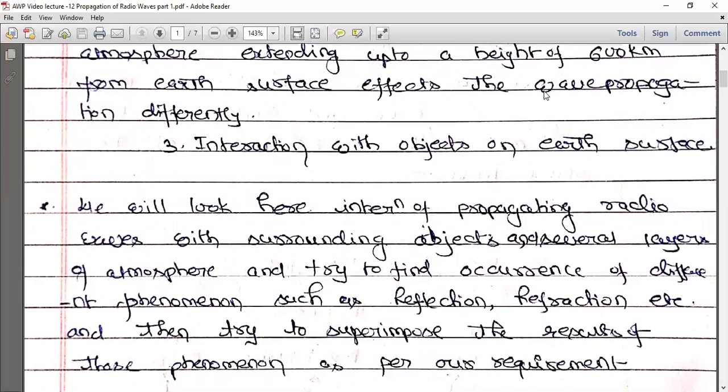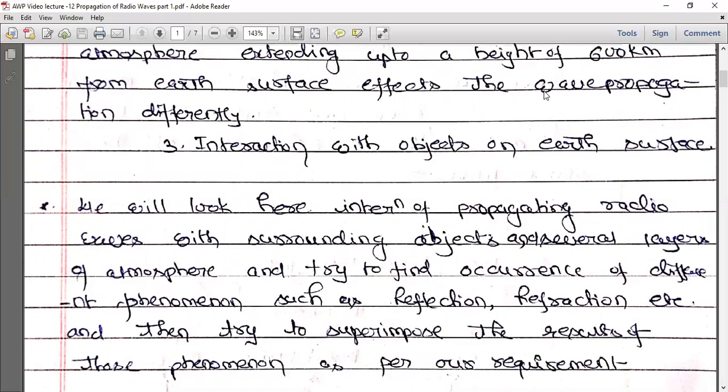Okay, so we'll look here at the interaction of propagating radio waves with surrounding objects and several layers of the atmosphere, and try to find the occurrence of different phenomena such as reflection, refraction, diffraction, scattering, and all that, and then try to superimpose the results of these phenomena as per our requirement. What does this mean? This means that any one or any two or all of these phenomena can occur when there is communication going on between transmitter and receiver.